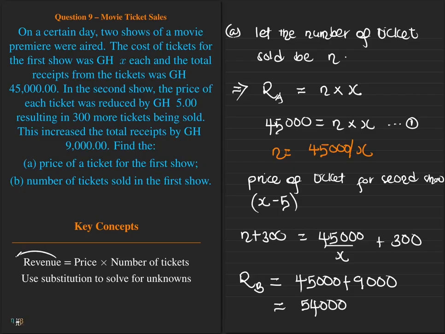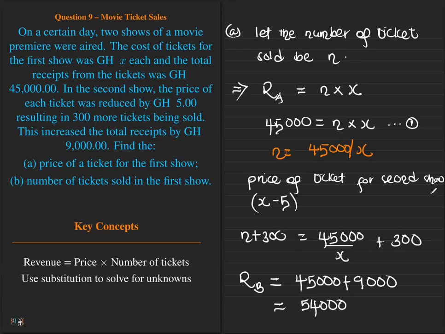We have said that the revenue is simply equal to what? The price times the number of tickets that were sold. This is the total revenue for the second one, and it is equal to the price. You see, the price of a ticket for the second show, we said it was reduced by 5. That is how come we have this x minus 5. So the revenue is equal to this price times the number of tickets, which we evaluated to be this.